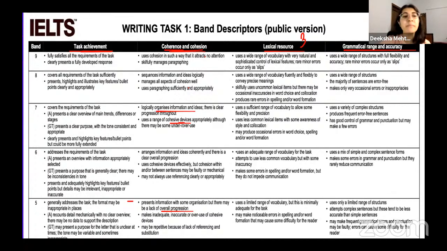So let's look under band 5. It says uses a limited range of vocabulary. What does that mean? Limited range, short, small range. That means there is a lot of repetition. So avoid repetition. For example, if your essay is about, let's say, students, don't repeat the word students again and again. What can we do?